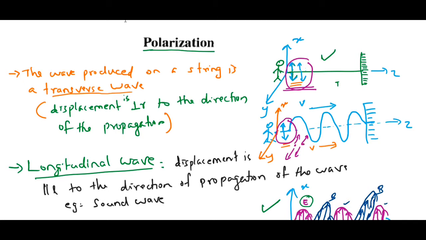So we can say, if the vibration is in the x direction, the string elements are restricted to vibrate along the x direction, positive x and negative x. That is, the string element is restricted to vibrate along the x direction. Therefore, the wave generated is vertically polarized, or we can say polarized in the x direction.